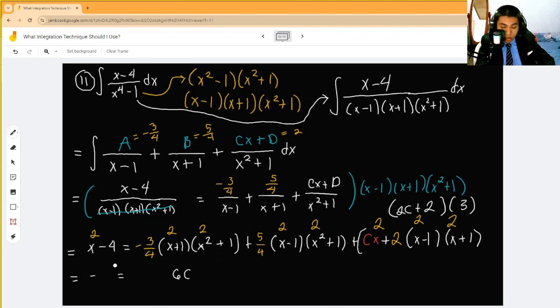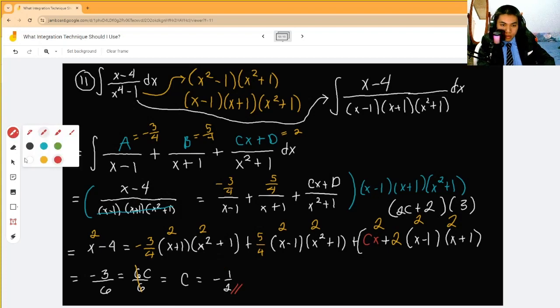So 6c is, this is negative 3 now, since we took out the 1 from this side and added it to the other side. Let's put the 6c here. Now we can divide both sides by 6, and then this will cancel, and that means that c is equal to negative 1/2, right? Okay, and that is for c.